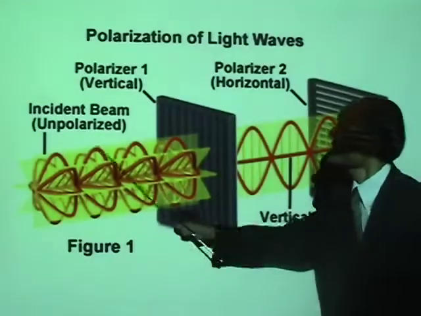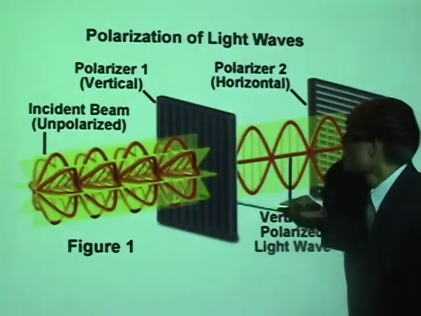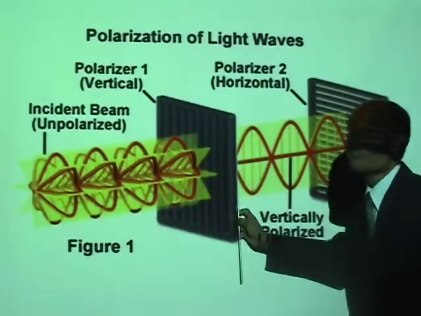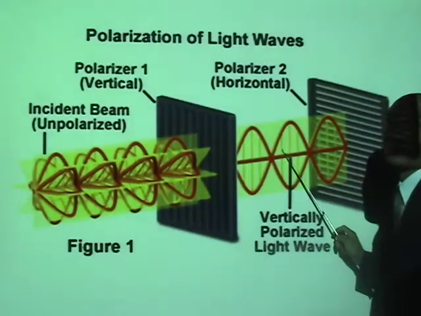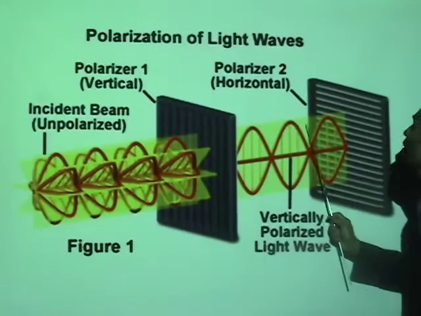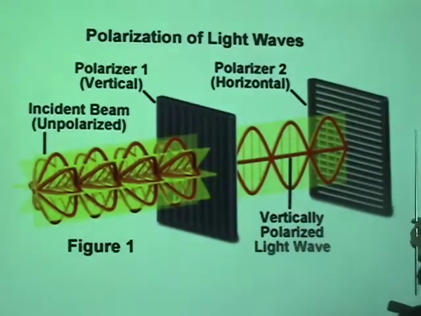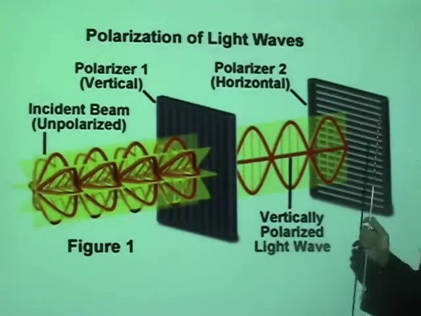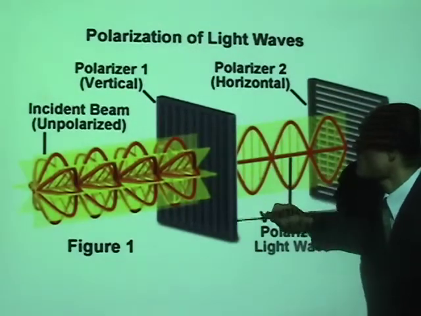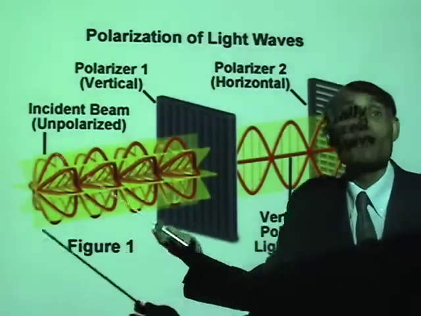Here is another illustration. This is unpolarized light, and this is a vertical polarizer. It will allow only vertical vibrations to go through. And here I have a horizontal polarizer, which will not allow any vertical vibrations to go through. So what will come out there? Nothing. If you use two polarizing filters, one vertical and one horizontal, it will cut off the light completely.